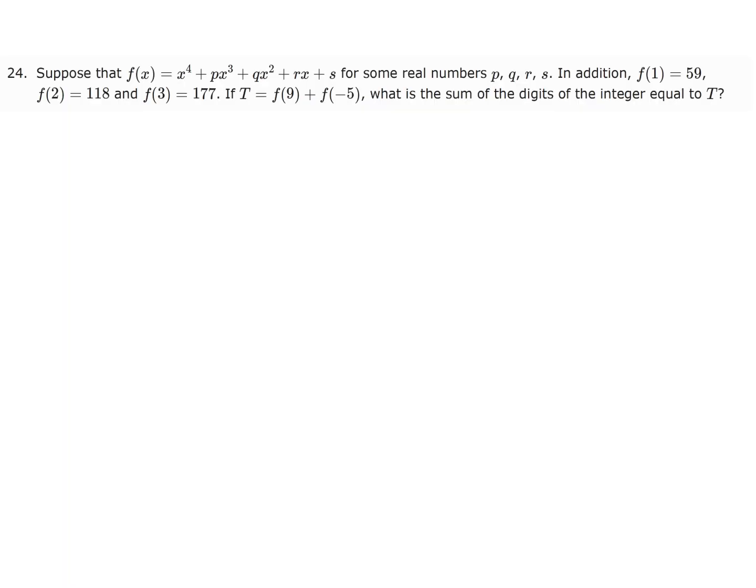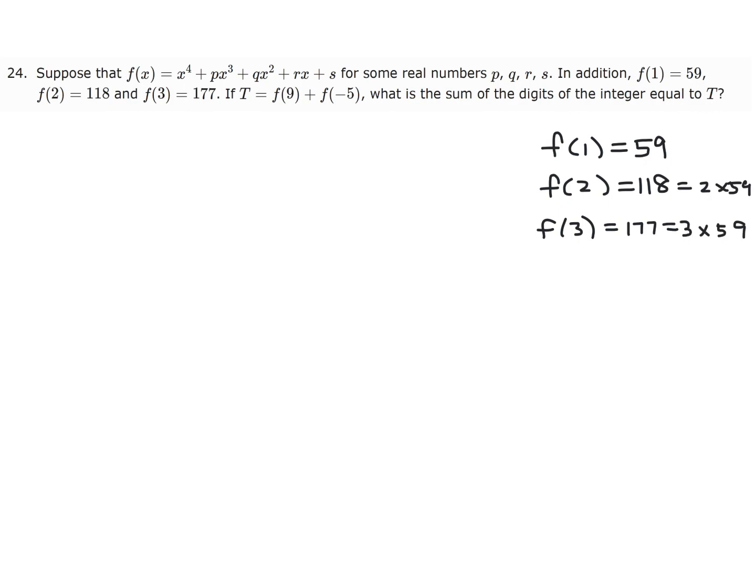All right, so we have to analyze these. We have f of 1 is equal to 59, f of 2, which is equal to 118, which is basically 2 times 59. That's the first thing I noticed. I don't know if that means anything. And f of 3 is 177, which I believe is 3 times 59. Okay, so that might help in some way. I'm not sure how.